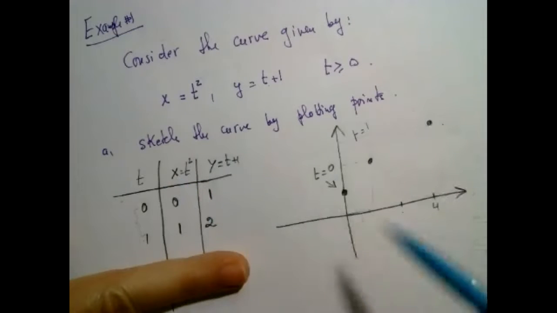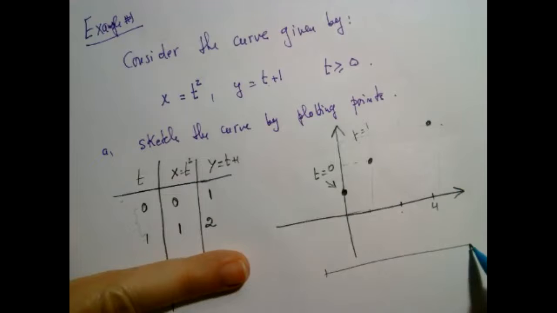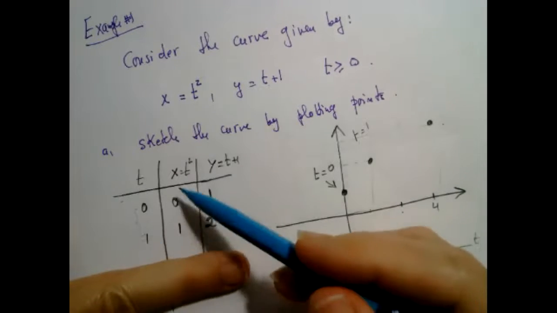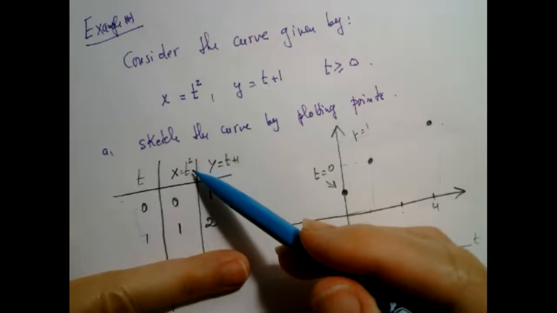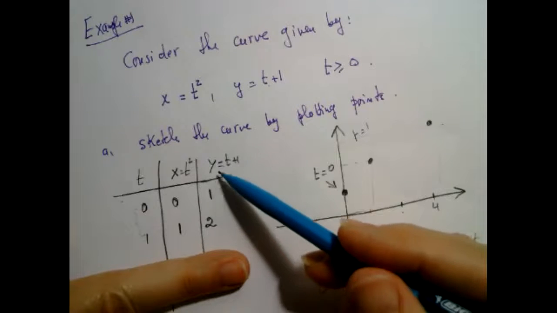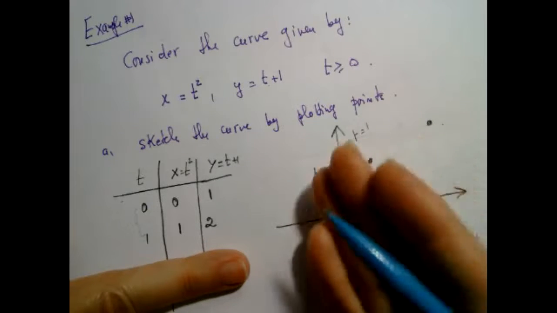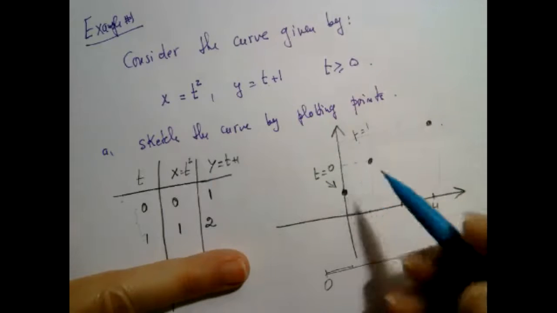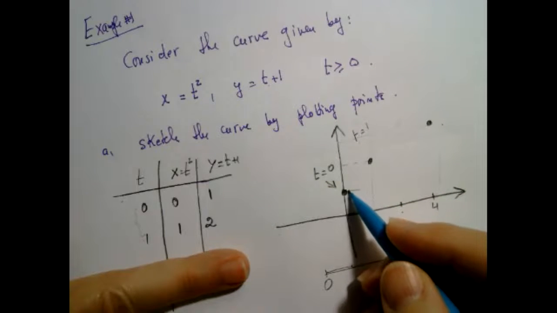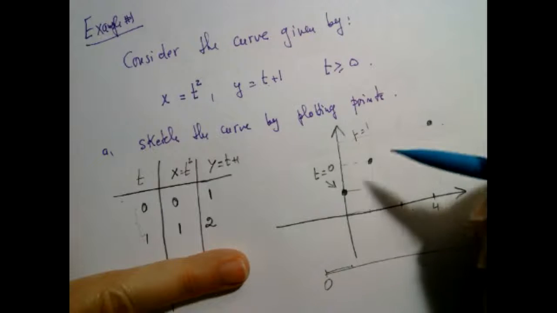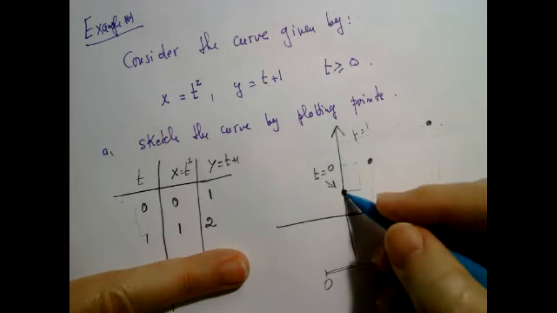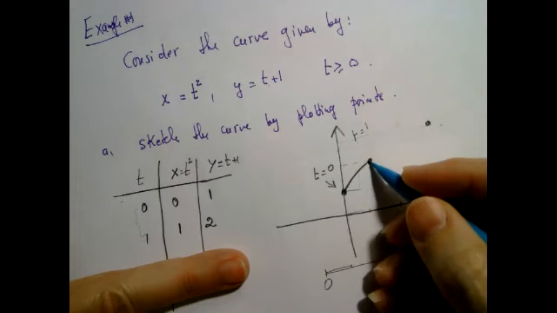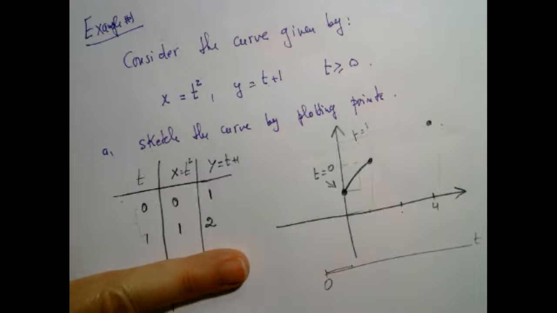X is t squared. So as t goes, so this is my parameter t, which is positive. As t goes from 0 to 1, x is increasing because x is equal to t squared. And the y coordinate is increasing because it's t plus 1. So as the time moves from 0 to 1, the x coordinate increases. It means the object is moving to the right. And the y coordinate increases. It means the object is moving up. So basically the object is doing that. Even though we don't plot every point, we know that's what's happening to the curve.